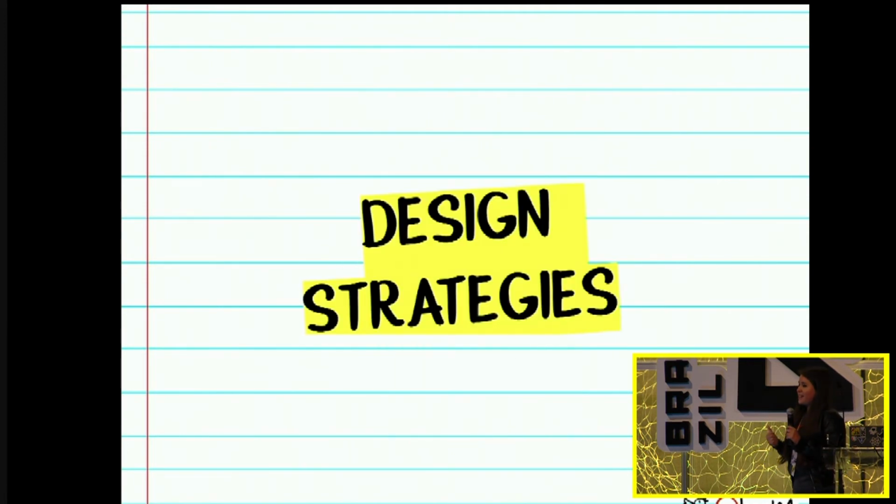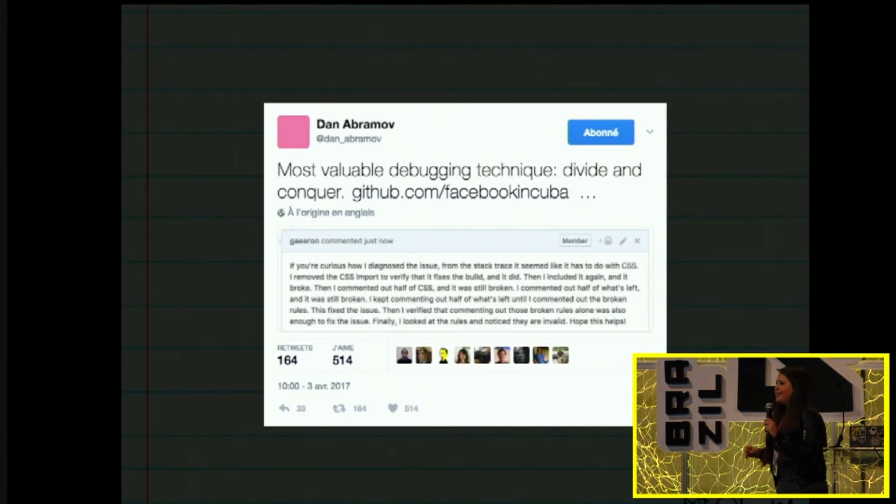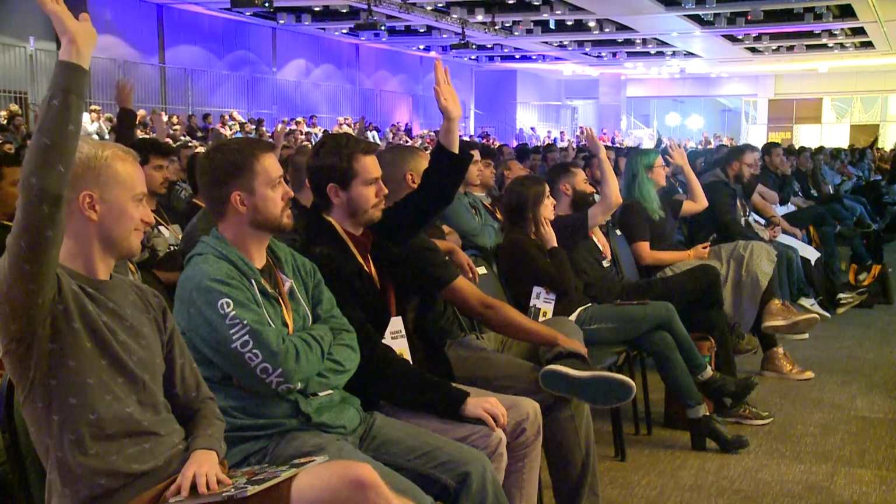The first reason that I can think of is because of design strategies. And I want to ask a question now. How many of you have debugged your code by commenting out chunks of your code? Just 2 people? So unconsciously, you're doing the divide and conquer method. You're just trying to divide the code and see where the bug actually is.